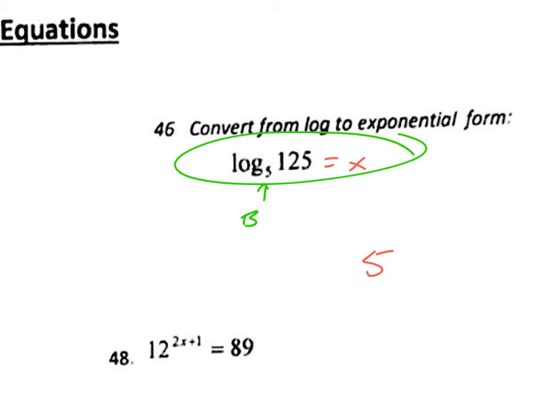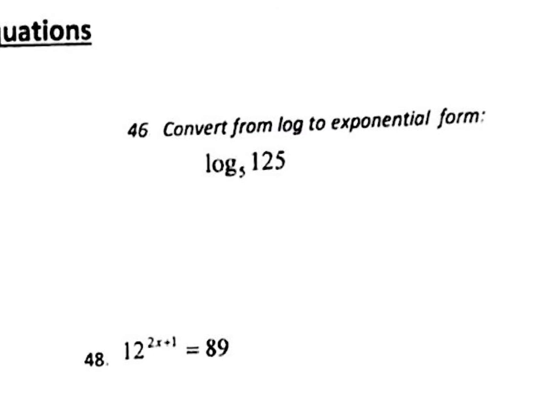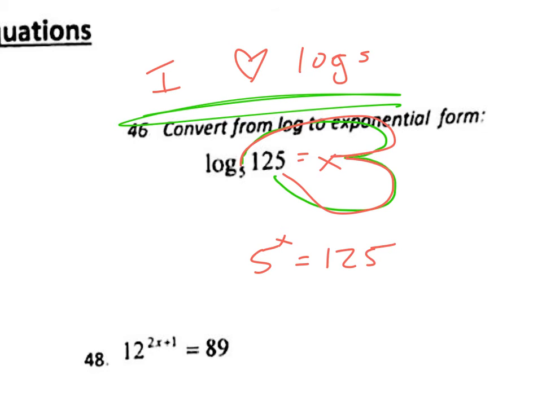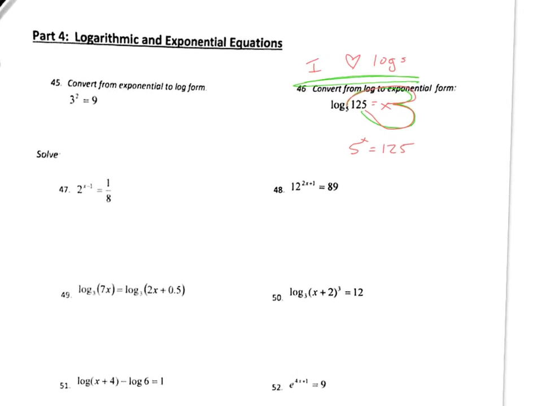Another way you could think of this is, I love logs. If your equation is set up as log 5 of 125 equals x, you always start at your base. So my base is 5, and you hit the x, and then we end up with the 125. It makes a heart, so we start at the 5, touch the x second, and then end at whatever is in the middle there, so 125. So that would be the exponential form. Same thing for number 45.